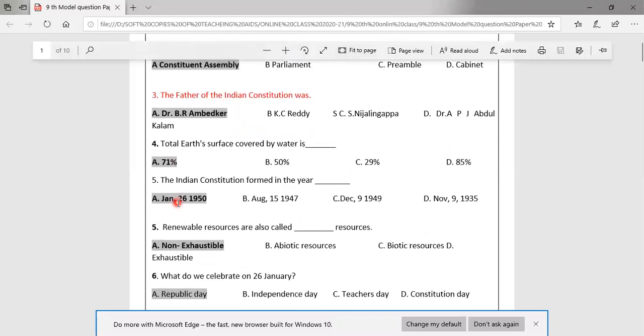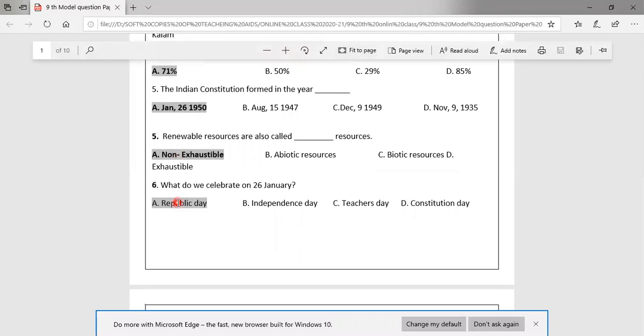The next question is, the renewable resources are also called dash resources. Option A, non-exhaustible. Option B, abiotic resources. Option C, biotic resources. Option D, exhaustible resources. Option A, non-exhaustible resources is the right answer.